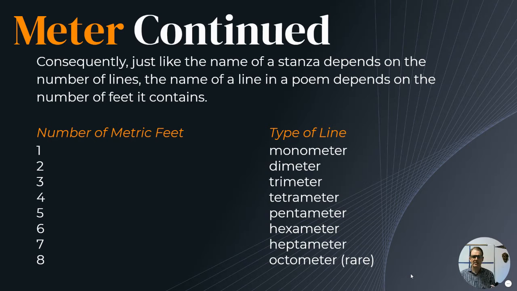Just like the names of stanzas depend on the number of lines, the name of a line in a poem depends on the number of feet it contains. So again, this is an introduction. I'm not going to expect you to memorize this, but if a metric foot has one syllable, it's going to be monometer. Two feet, so groups of syllables, is going to be dimeter. Three feet is going to be trimeter. Then we have tetrameter, pentameter, hexameter, heptameter, and octameter.